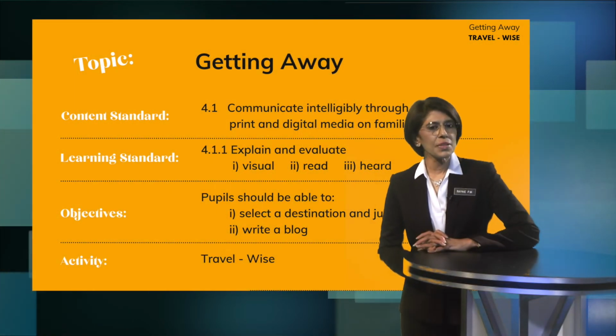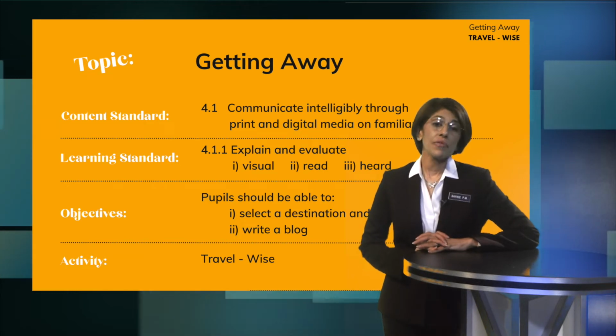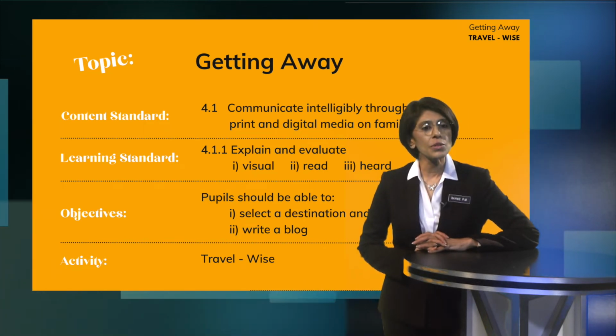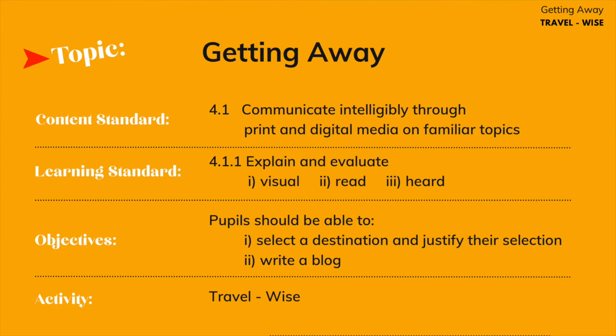The first example is from Chapter 9 in the Form 5 textbook, English Download. Topic: Getting Away. Content Standard 4.1: Communicate intelligibly through print and digital media on familiar topics. Learning Standard 4.1.1: Explain and evaluate 1. Visual, 2. Read, 3. Heard information.